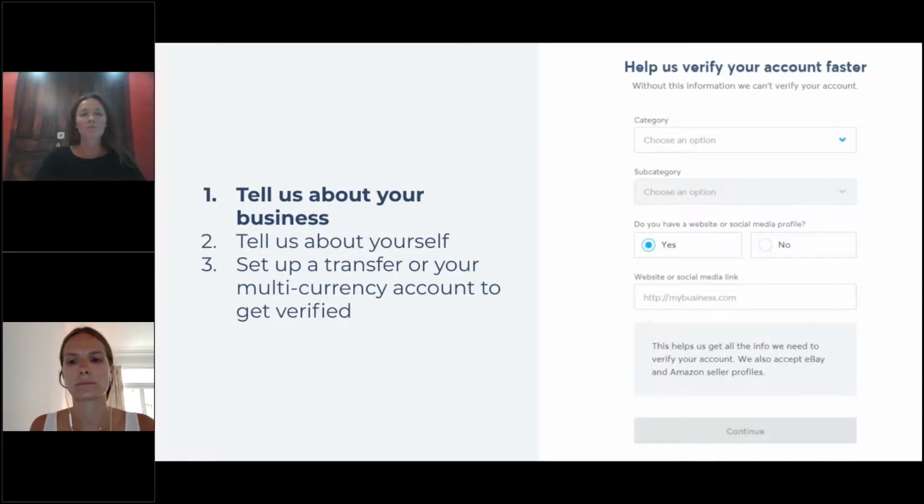Then next up, also another thing we need to know about your business is your business category. This is basically just you telling us the industry that you are active in. It could be IT, consulting, marketing, retail. You have the options in the drop-down menu. There is also a subcategory that specifies even more what your business is doing. And lastly, we also ask if you have a website or a social media profile. So this is all for us to gather the information that our verification team needs to get the business set up and verified.